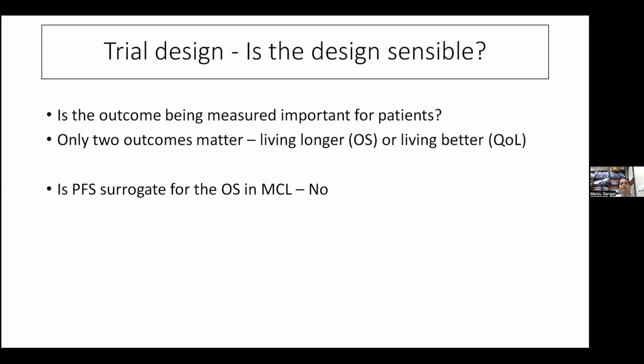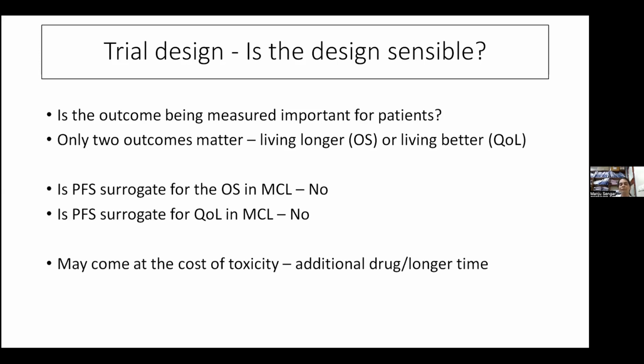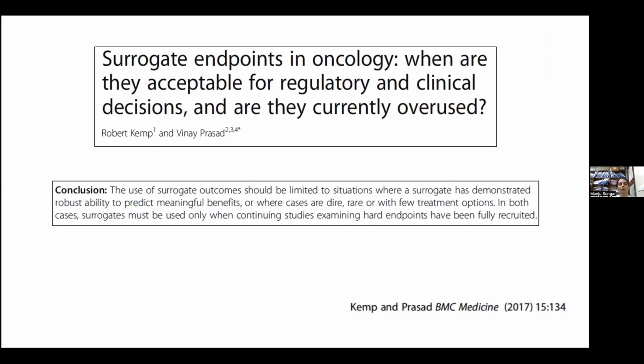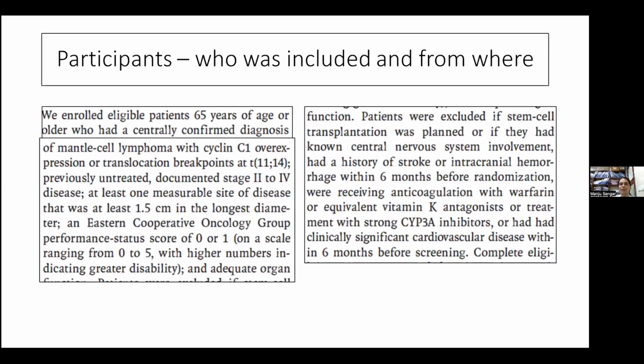But PFS is not a surrogate of OS in mantle cell lymphoma, and it's not a surrogate for quality of life in mantle cell lymphoma. However, you're giving a continuous therapy with an added drug, so it may come at the cost of toxicity at best, without any other improvement in OS or quality of life. There's an entire module on surrogate endpoints. Please do look at it and read the challenges which are there because of the use of surrogate endpoints in oncology.